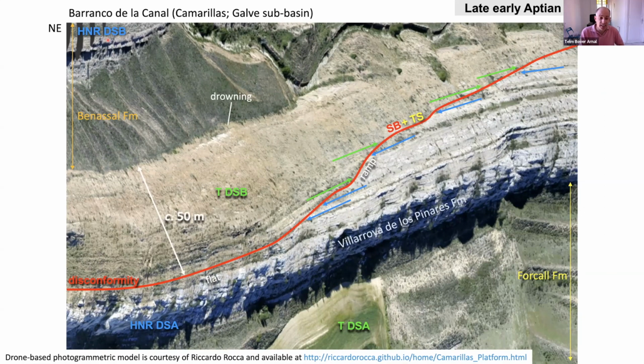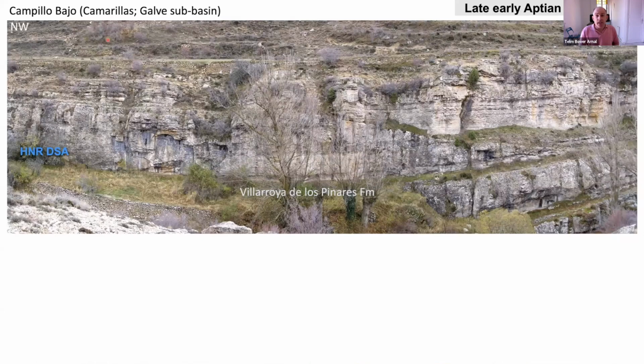The depth of the incised valley is around 50 meters, and this could be an estimation of the amplitude of relative sea level change. So we know that at least the relative sea level fell for 50 meters during the late early Aptian. Here you have another example. Below, there are the aggrading platform carbonates with rudist and corals of the Villarroya de los Pinares formation. These are highstand platform carbonates.